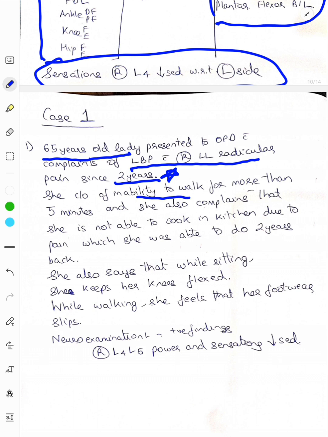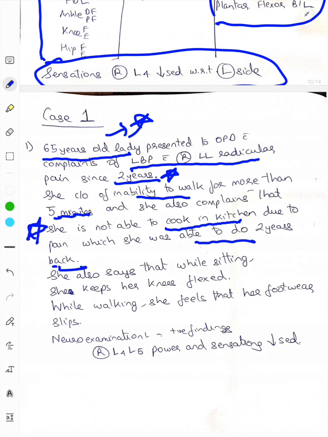When she says that I am having low back pain, right lower limb radicular pain, on asking further aggravating symptoms, she says that she is unable to walk for more than 5 minutes, and she is a 65 years old lady, housewife. She says that when she goes to the kitchen for cooking, she is not able to cook in the kitchen due to pain which she was able to do 2 years back.